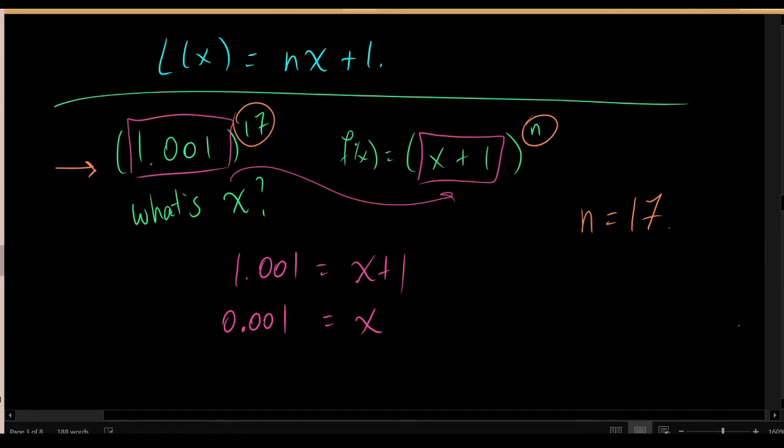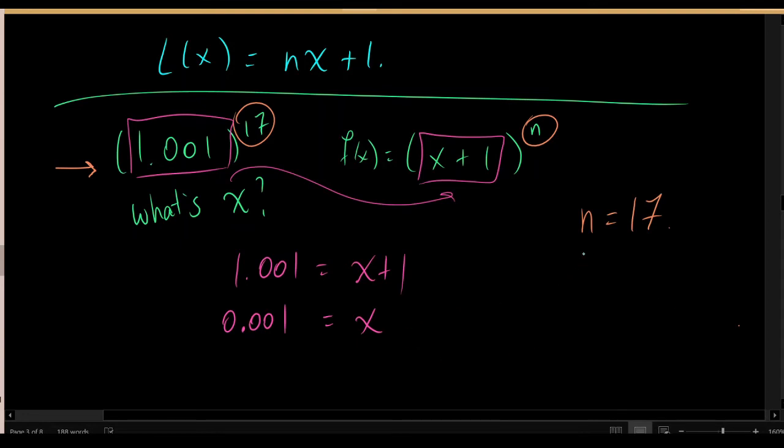So basically, I'm trying to estimate the output of this function f of x in the specific case that the exponent is 17 and at the specific location where x is equal to 0.001.